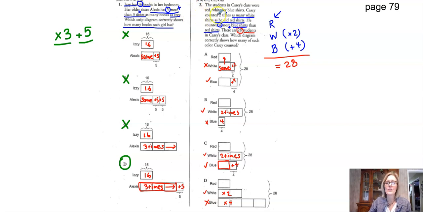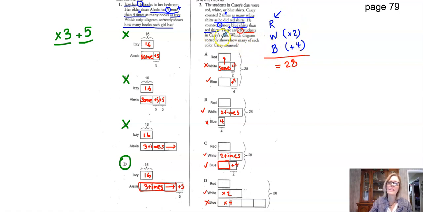It says the students in Casey's class wore red, white, or blue shirts. Casey counted 2 times as many white shirts as he did red shirts. So the white shirts were being compared to the red shirts. That's why I have an arrow by the red over here to remind myself that everything in this problem is going to be compared to the red. Okay, and it says he counted 4 more blue shirts than red shirts. So I gave myself a little bit of a think over here.